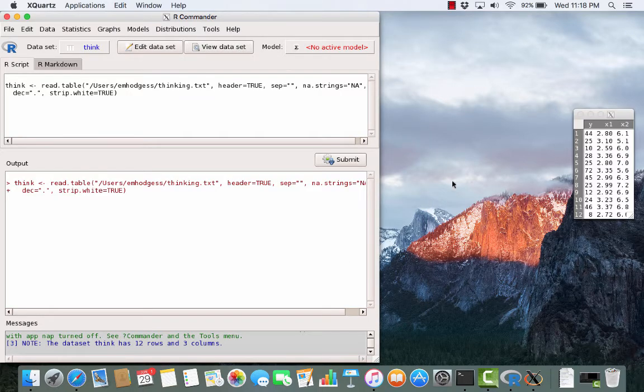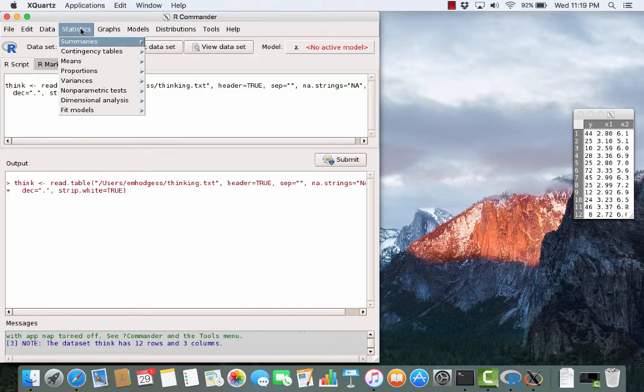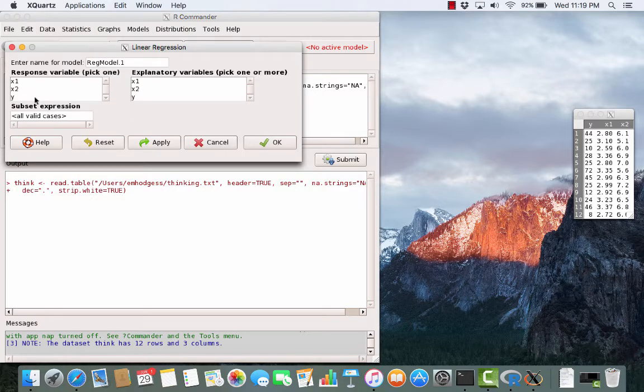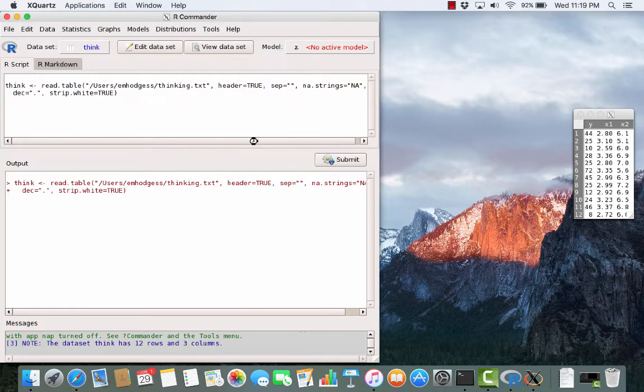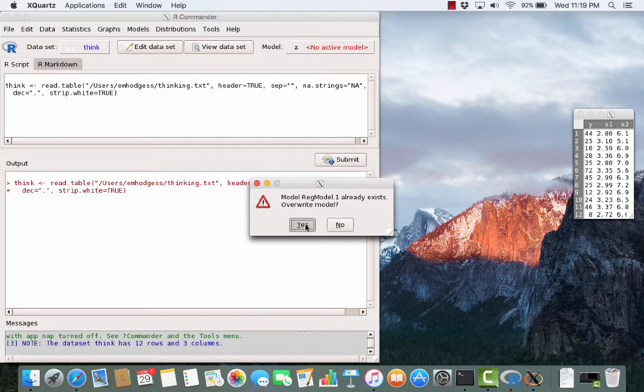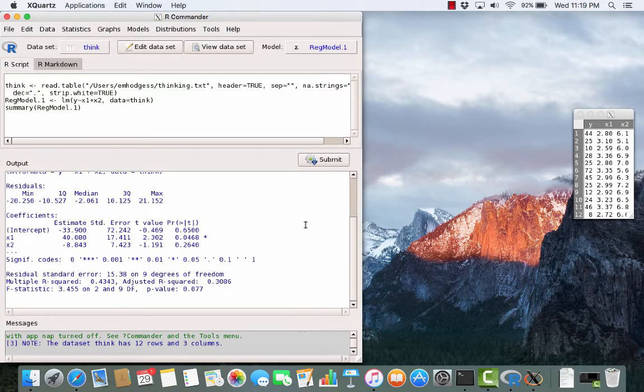Okay, let's just look at the data set. There's 12 values. There's your Y, there's your X1 and X2. This is just from another textbook. They didn't really say what kind of scale these were measured on. So we need to go to statistics, fit model, linear regression. Our response variable was Y. Our explanatory variables are both X1 and X2, so hit Control on those and hit OK. There you have it.